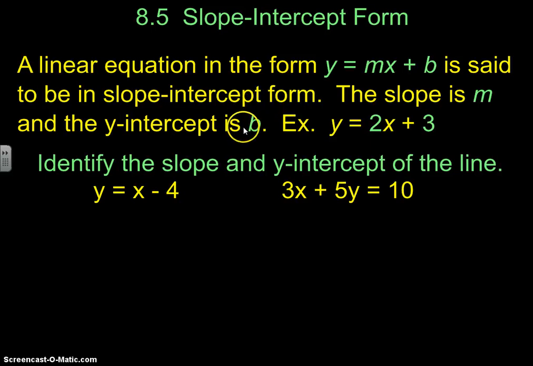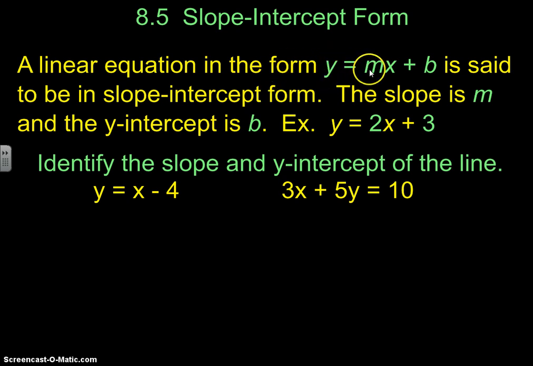8.5, slope-intercept form. In this lesson, we are going to look at exactly that, the slope-intercept form of a linear equation. We've already talked about this a little bit. In fact, in a couple of sections before, the book called it function form. We're calling it slope-intercept form now. Slope-intercept form is an equation that is basically solved for y.